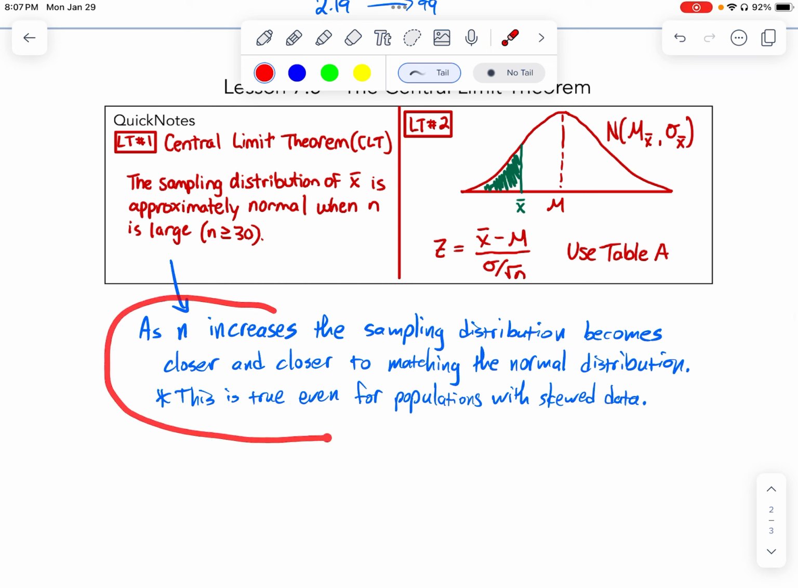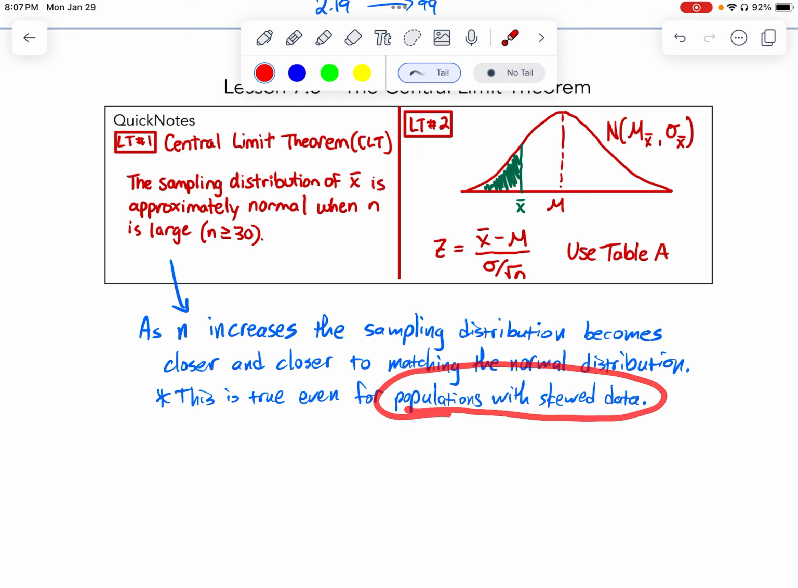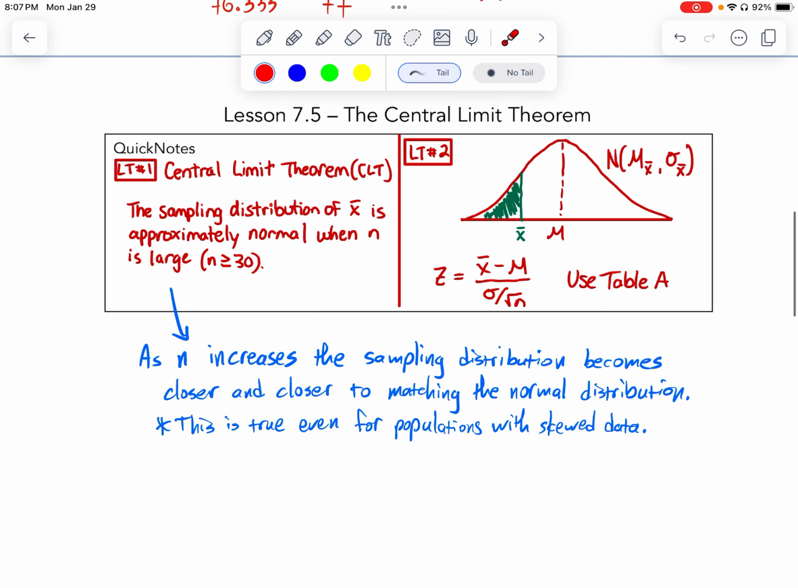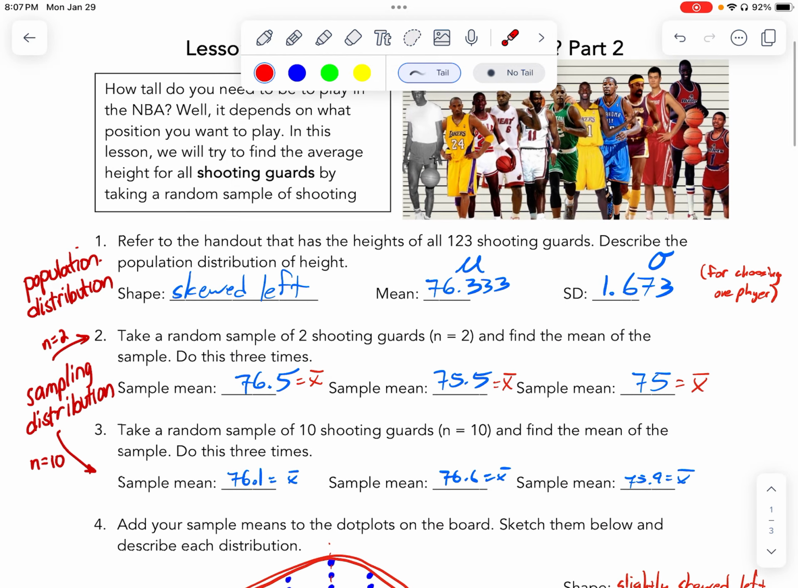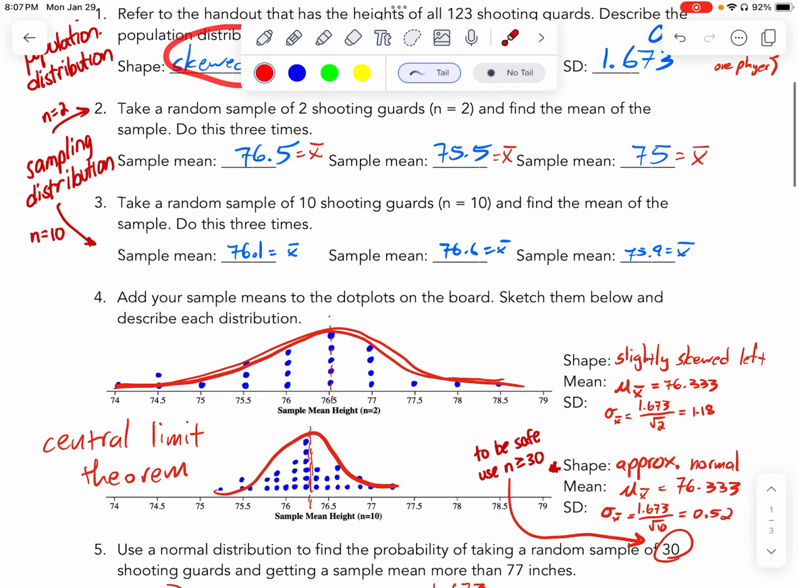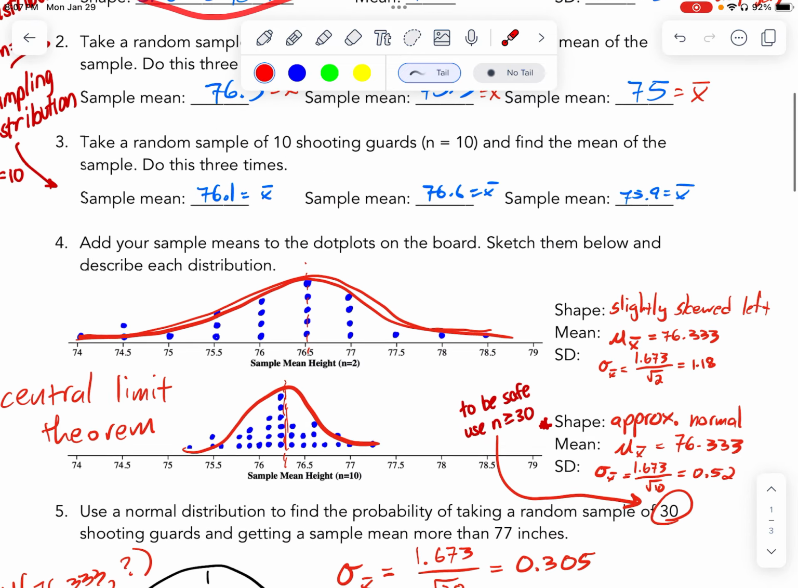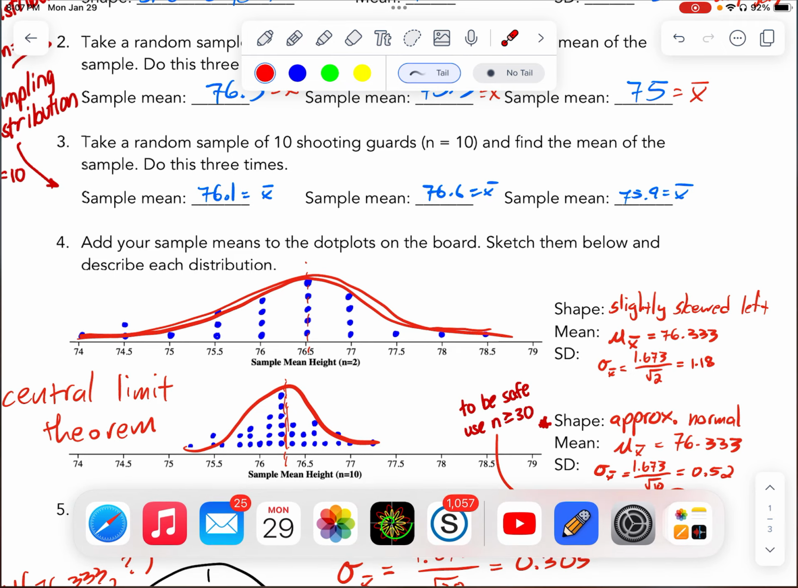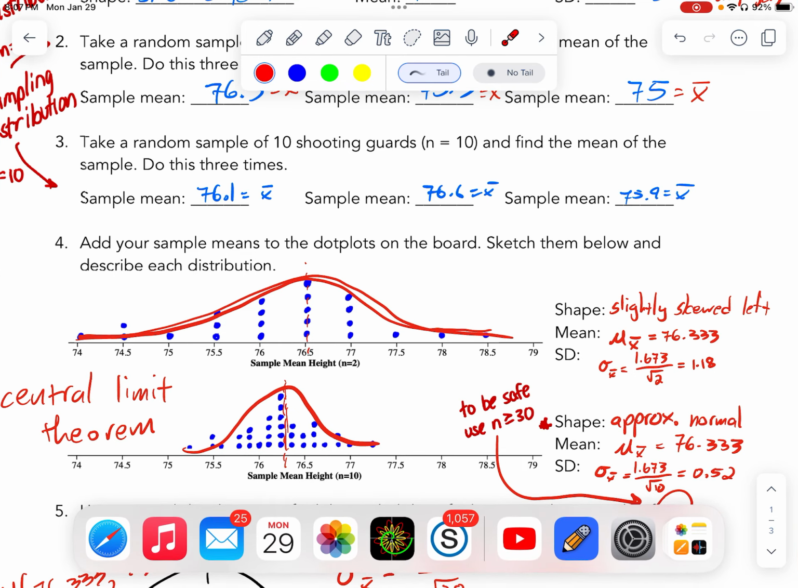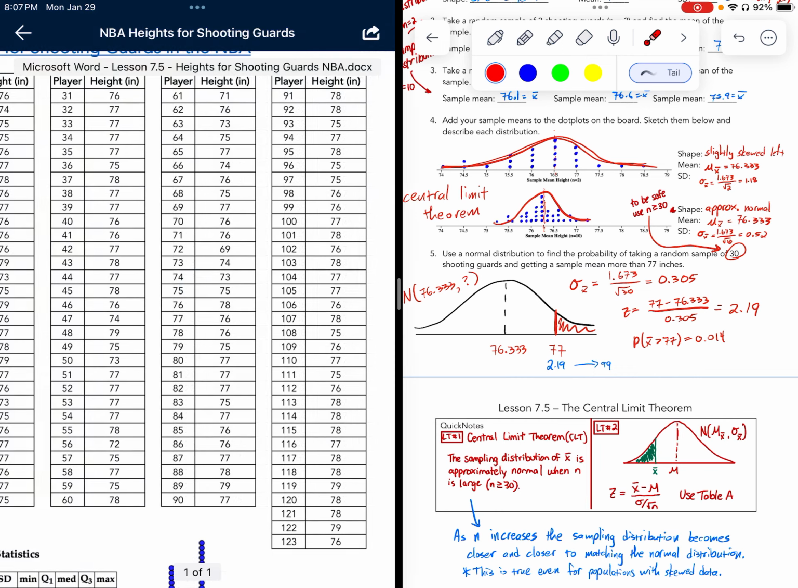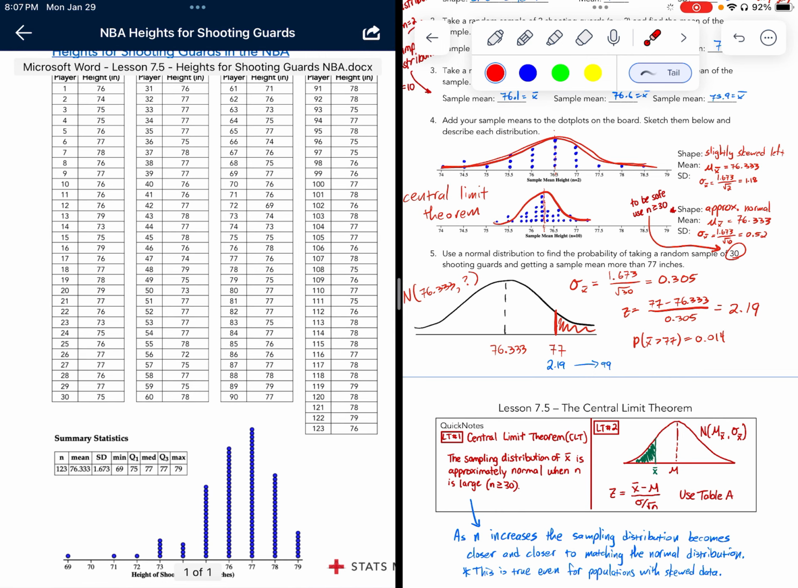And essentially what's happening is this: as the sample size increases, the sampling distribution becomes closer and closer to matching the normal distribution. This is true even for populations that had skewed data to begin with. Because remember, the original distribution way up here of all of them was skewed left. And that won't matter, you guys. Let me go back to Schoology. So this is the original population right there.